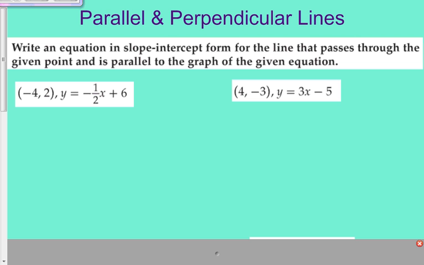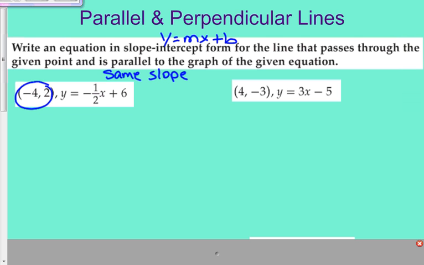You're going to be asked to write an equation in slope-intercept form, which is y equals mx plus b, for a new line that passes through the given point, the point they give you, but it's also parallel to this line that they give you. Well, what we know about parallel lines is they have exactly the same slope.